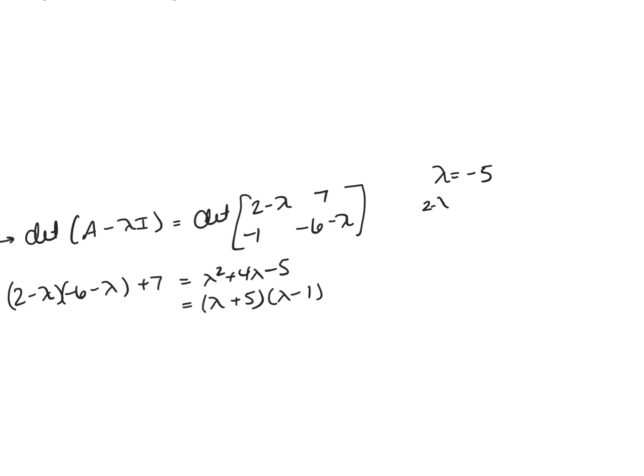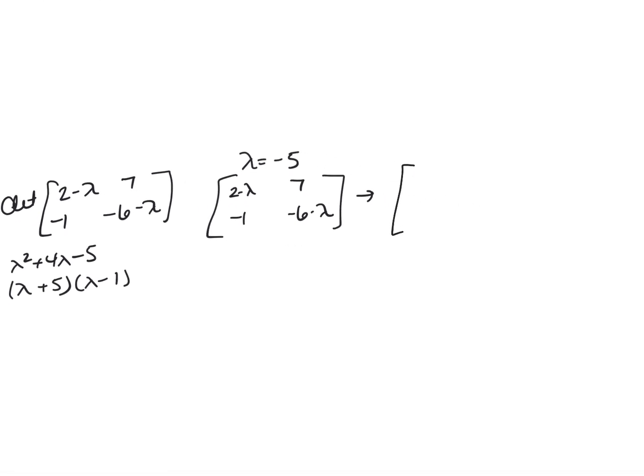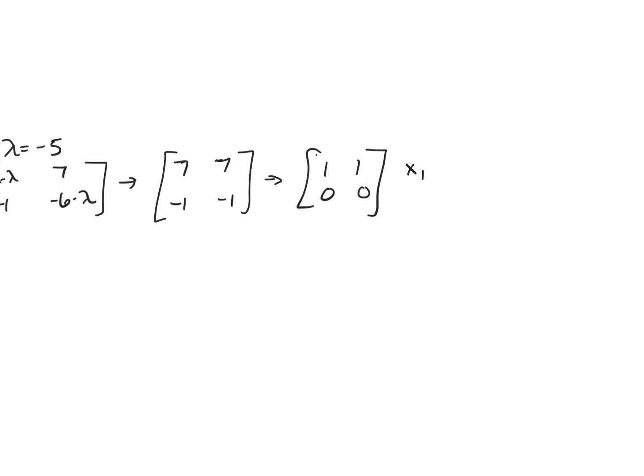So I'm working with lambda equal to negative 5. My 2 minus lambda, 7, negative 1, negative 6 minus lambda ends up becoming 7, 7, negative 1, negative 1, which row reduces to 1, 1, 0, 0. So this tells me that x sub 1 plus x sub 2 is equal to 0. x sub 1 is equal to negative x sub 2. So my vector is, in the first position, x sub 1 is negative 1 times x sub 2, and x sub 2 is in terms of itself, so that's 1.